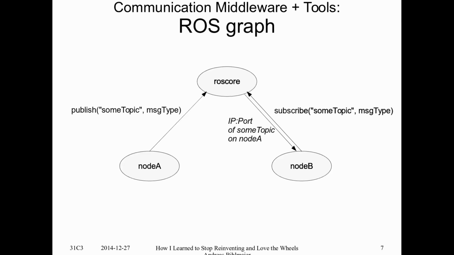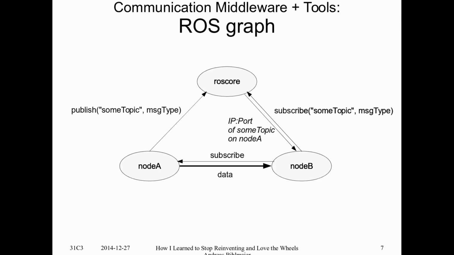The ROS core answers with the IP address and port of this core, so it's all based on TCP/IP. There's also UDP implementations, but the standard is TCP/IP. After node B knows how to reach node A directly, it will contact it. This is all XML-RPC.